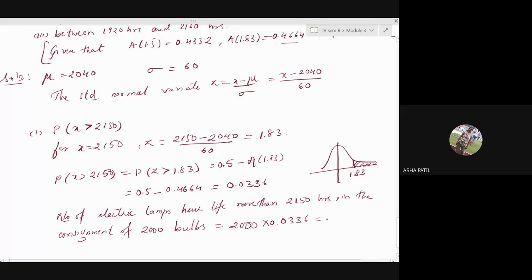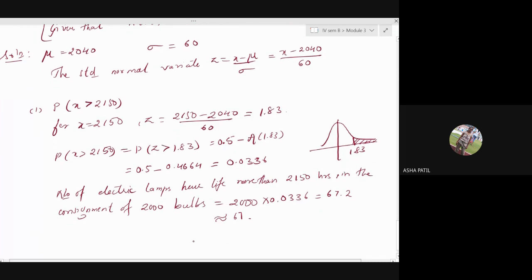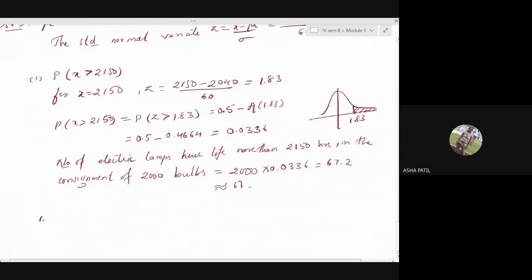67.2. We want the number of bulbs, so write it in integers. It is nearly equal to 67. Next one, how many would be expected to burn for less than 1950 hours. Probability that X is less than 1950. Can you tell the value of that?